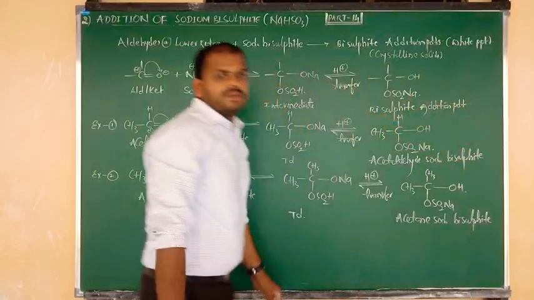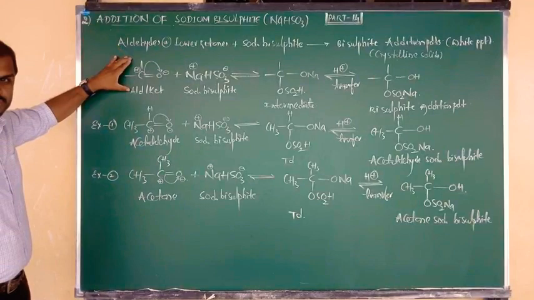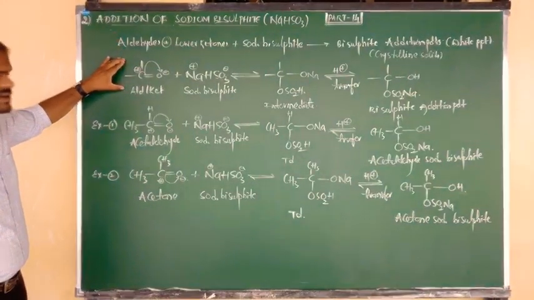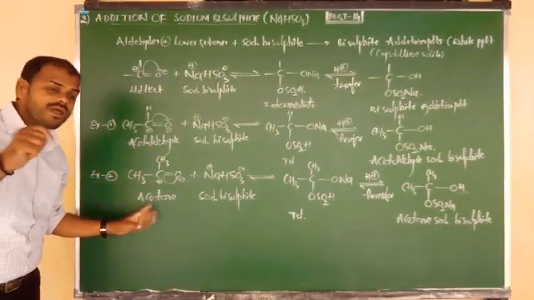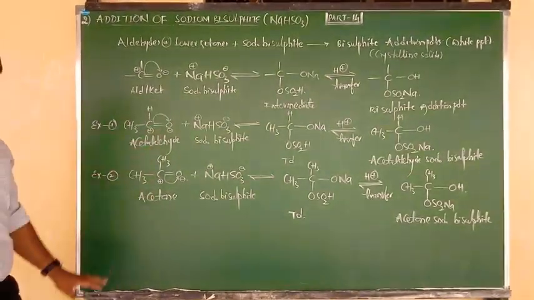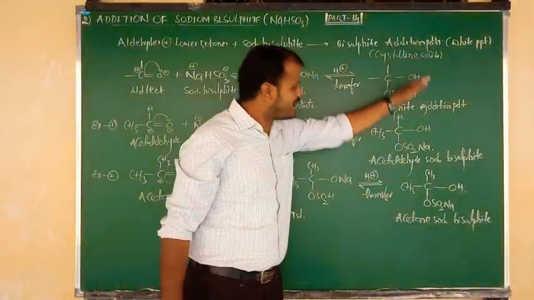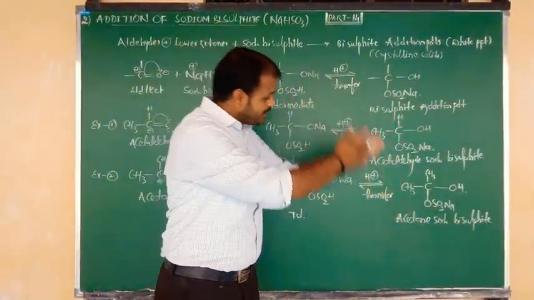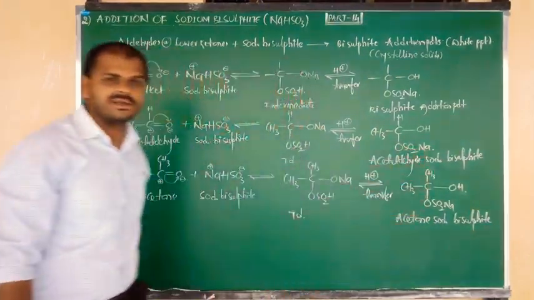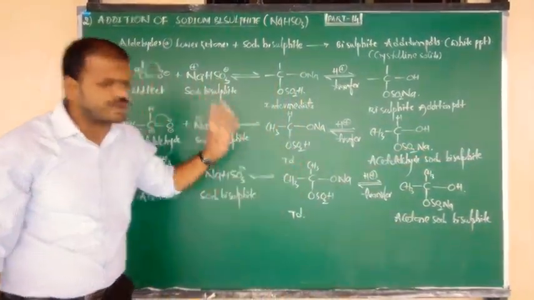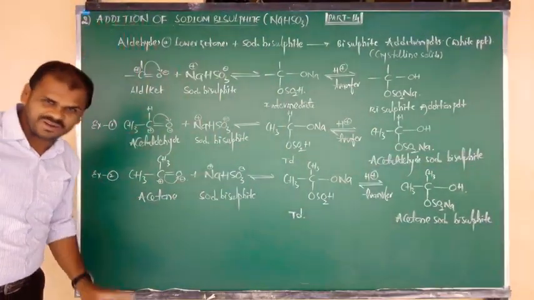Acetone sodium bisulfite. This is the reaction. Yes, this is a common, general reaction, based on two examples: one taking an aldehyde, and one taking a lower ketone, that is acetone. So aldehydes and ketones, on addition with sodium bisulfite, form bisulfite addition products, which are white precipitates, crystalline solids. Acetaldehyde gives acetaldehyde sodium bisulfite, and acetone gives acetone sodium bisulfite. This is your clear reaction, addition of sodium bisulfite. I hope you understand better.